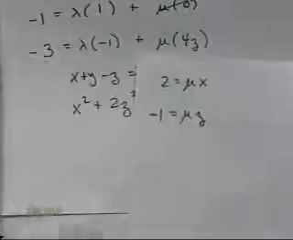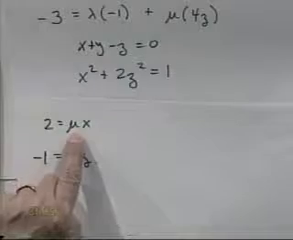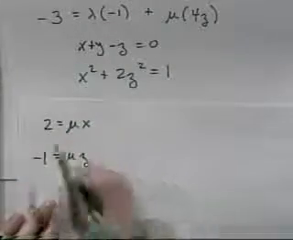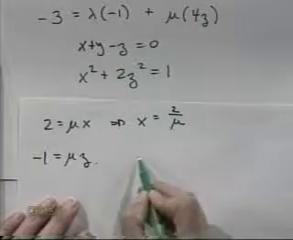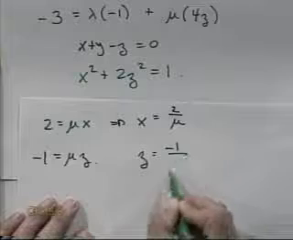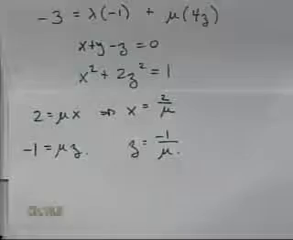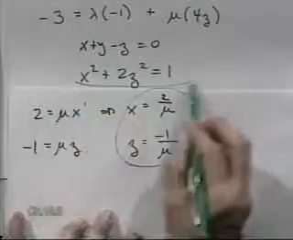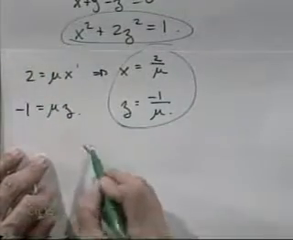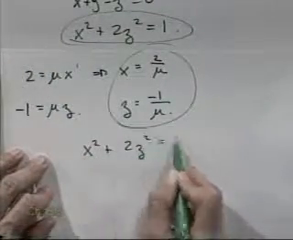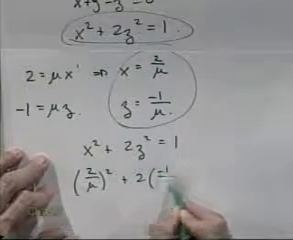Okay. Now notice, mu can't be 0, because then you'd have 2 equals 0. That's not going to happen. So I can solve for x in terms of mu. X is 2 over mu, and z is negative 1 over mu, just like we did before. And then what equation do you think I'm going to plug that into? I think this one right here. My one constraint with just x and z. So I have x squared plus 2z squared equals 1. So x is 2 over mu. Z is negative 1 over mu.